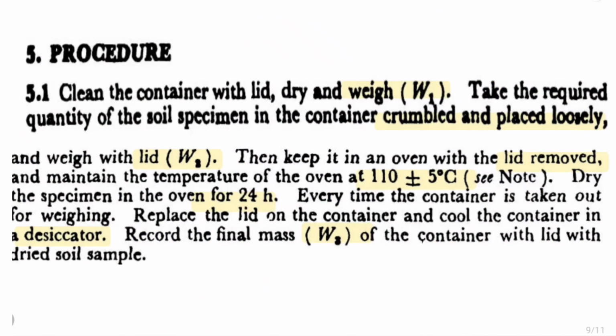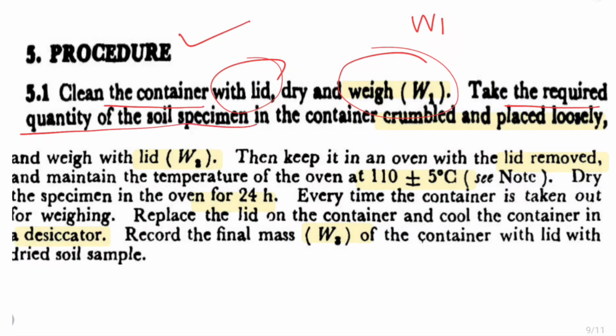Now, for performing the water content determination, the procedure is as follows. First, we have to clean the container with the lid, and take its dry weight as W1. Second, we take the required quantity of soil specimen, and if the soil sample is in lump form, we have to crumble it and then place it loosely in the container. Then take the weight of the container with lid with the moist soil sample, which is W2.